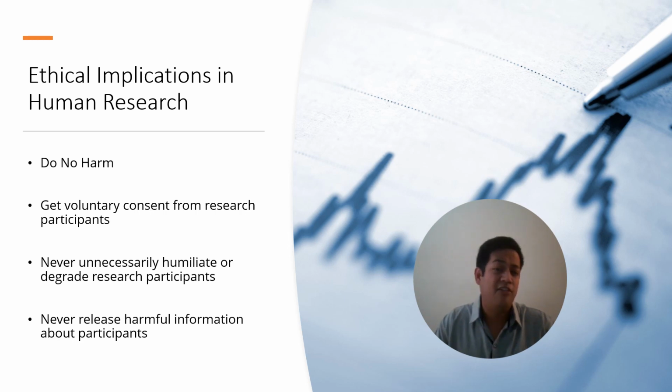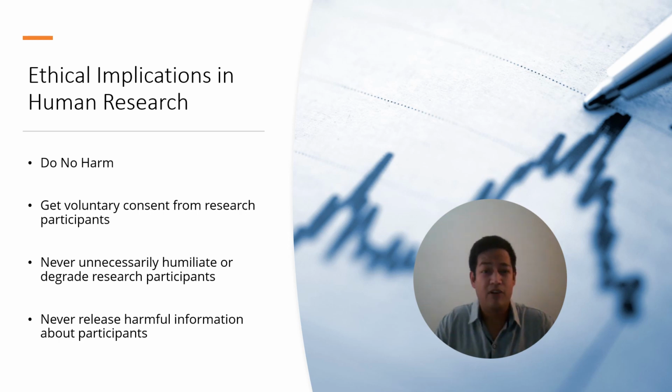Next, we'll be discussing the ethical implications in human research. The first and arguably one of the most important is do no harm. It is a researcher's responsibility to be aware of potential risks of harm to patients and minimize them. This includes physical or bodily injury, great emotional distress or psychological harm, legal harm, or damage to a person's reputation, career, or income.